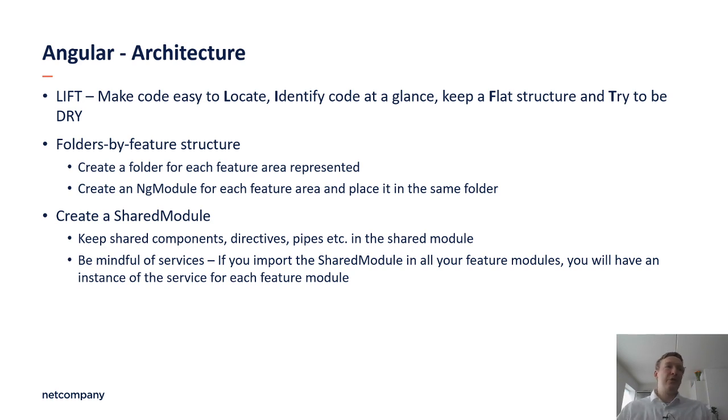And then they suggest you use a folders-by-feature structure. So you create a folder for each feature area that's represented in your application. And of course, create a module for each feature area and place that in the same folder. And if you use the command line interface, it will do all of this for you. And of course, create a shared module to have shared components in. This will help you manage size, and you don't have to rewrite stuff. And it'll also help you in the future if you ever decide to split out your shared module to more projects.